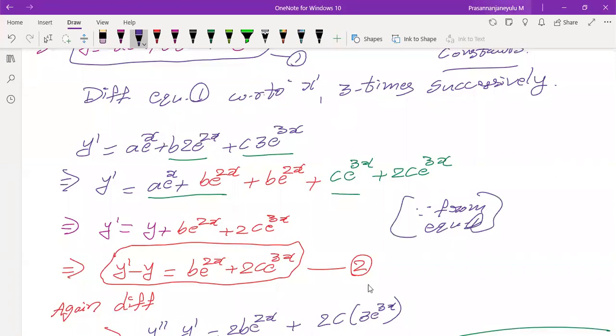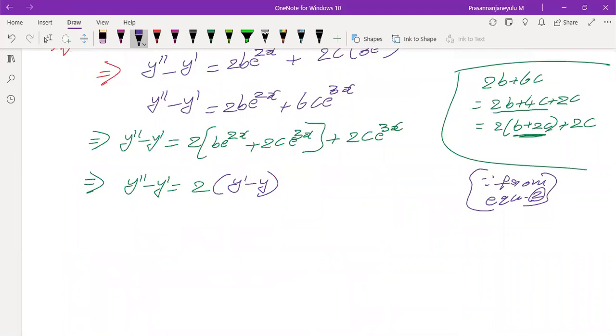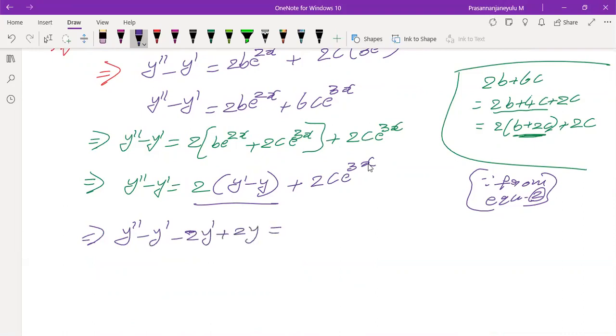Okay, so like this we can do it. Then it will become plus 2c e power 3x. Now I'll bring these terms also to the left hand side. What is it going to become? y double dash minus y, 3y dash minus 2y dash plus 2y equals 2c e power 3x. Now doing simplification, y double dash minus 3y dash plus 2y equals 2c e power 3x. Equation number 3.